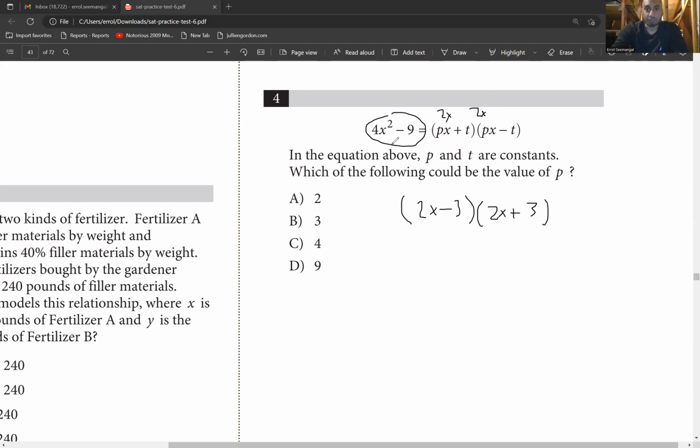So this one's a difference of perfect squares, right? The root of 4x squared is 2x, and the root of 9 is 3. So in the middle, one is minus, one is plus. So they want to know what P would be. So P would be 3. Which of the... would it be 2? Sorry, 2. Yeah, 2.